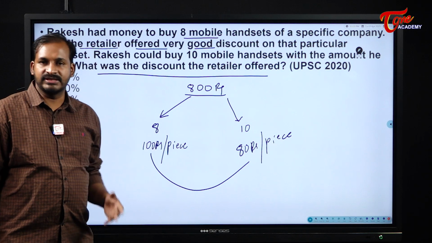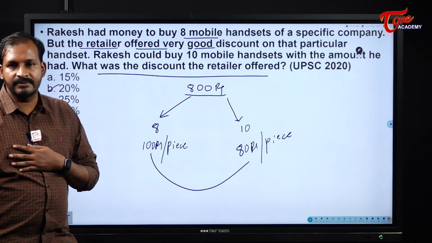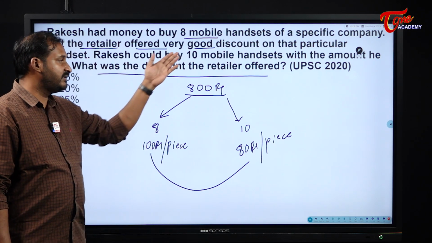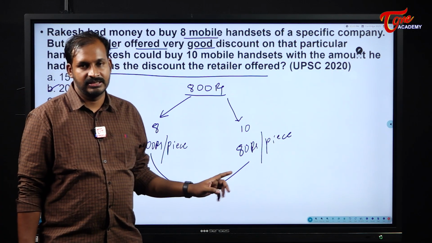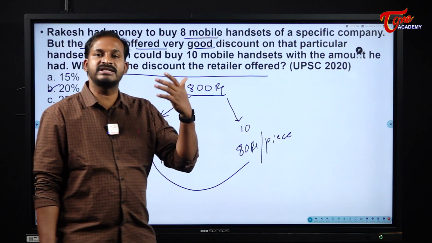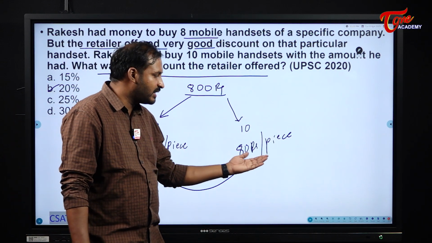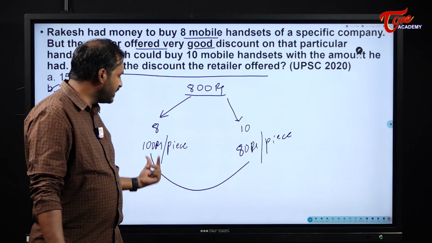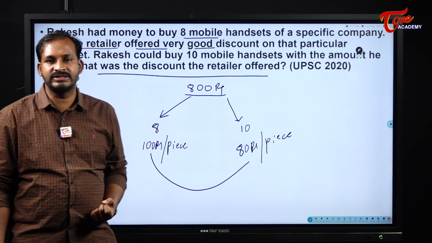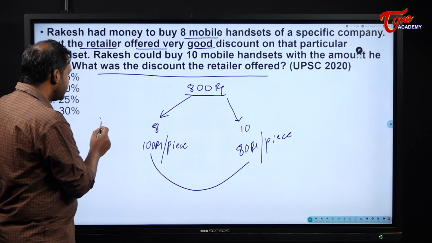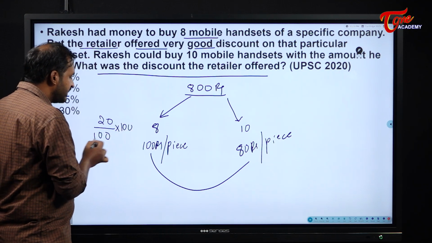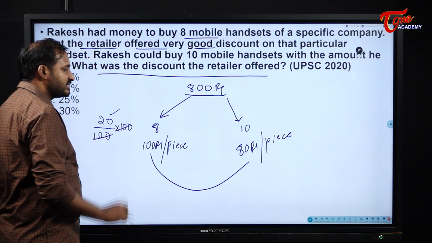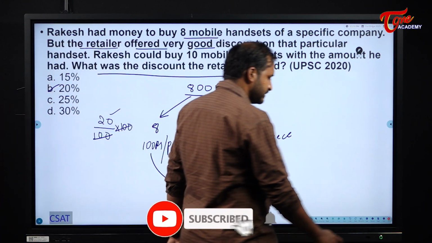Assume that Rakesh has some 800 rupees with him. If he was able to purchase 8 handsets, each handset price will become 100 rupees. But due to discount he is able to purchase 10, so the new price will become 80 rupees per piece. From here to here what is the decrease in the price? 20. So 20 by the actual price, 100, into 100. So what is the discount he is getting here? 20%. So your answer is 20%.